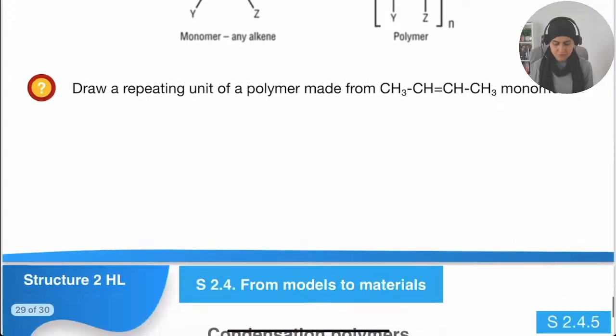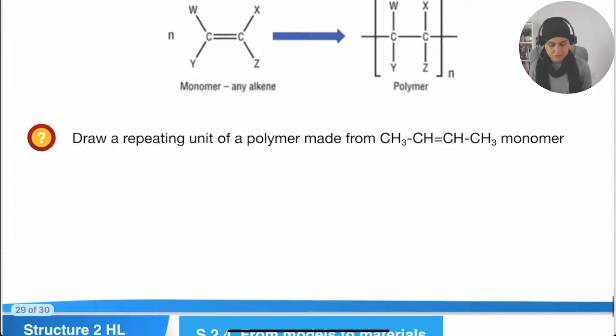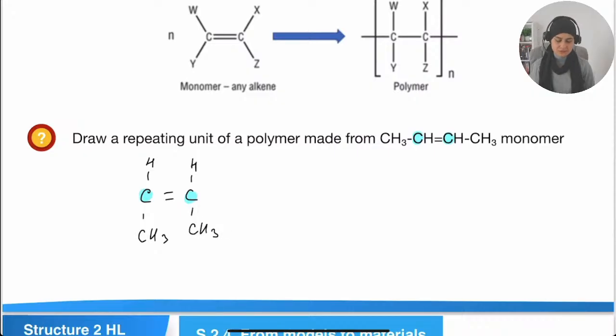Example: draw a repeating unit of a polymer made out of but-2-ene. Okay, so my goal is to do the same reaction. I want to break this bond, so I have to rewrite it. These are the carbons I'm interested in, the ones at the double bond. The first carbon has H attached and CH3. So this CH3 is attached to C and this H is attached to C. And the other carbon has the same. How I draw it, up or down, doesn't matter.